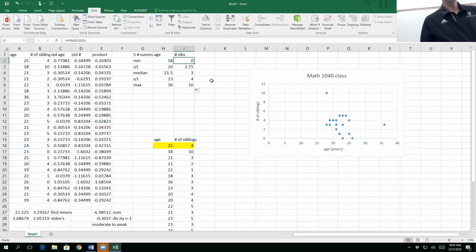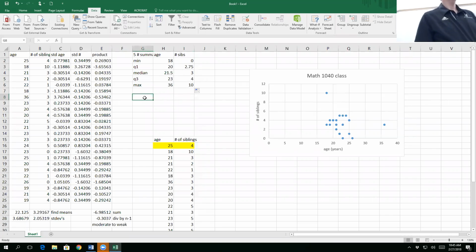Now these are all the B's, B2 to B25. Or do them manually, that's probably the safer way to do it. So get there early if it takes you a long time to do this.